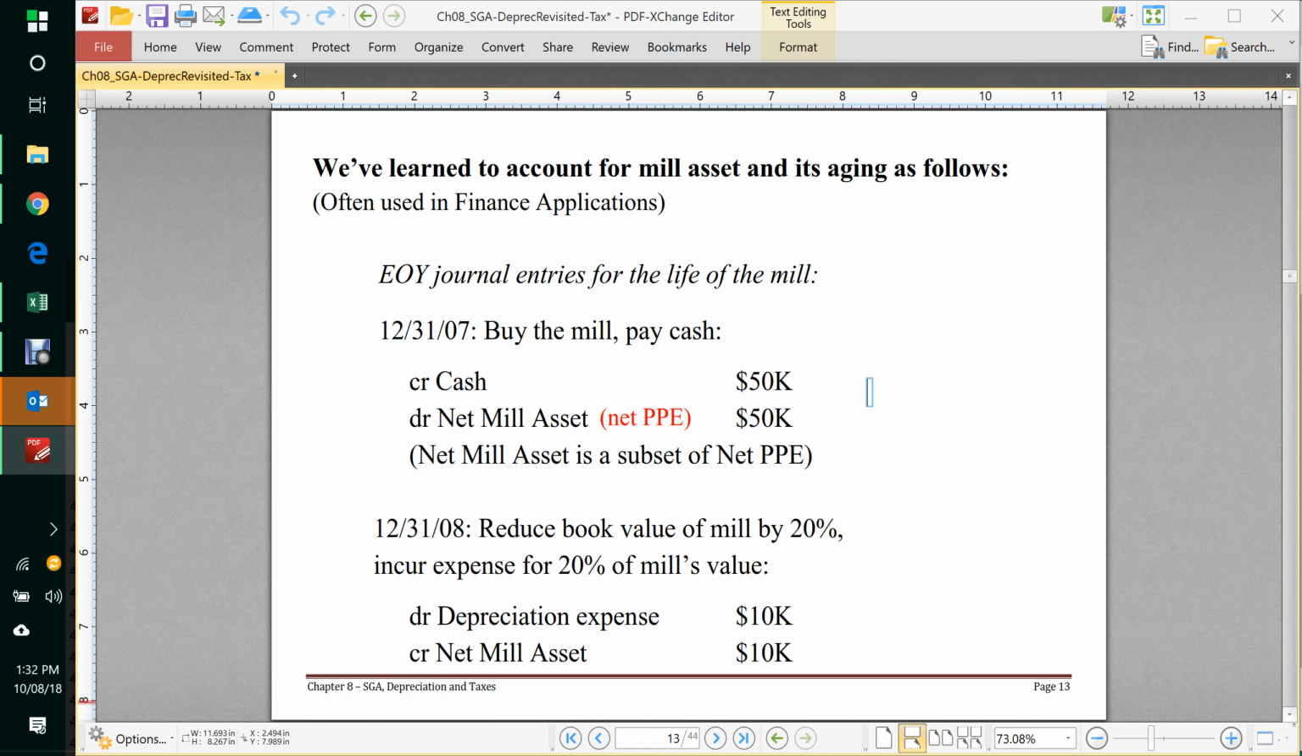So how's that look? First of all, we want to recognize the wear on the net mill asset. So that's going to be down by 10,000. That's 1/5 of 50,000 in most circles. And where does that go? It always goes to depreciation expense. All right. So far, so good.